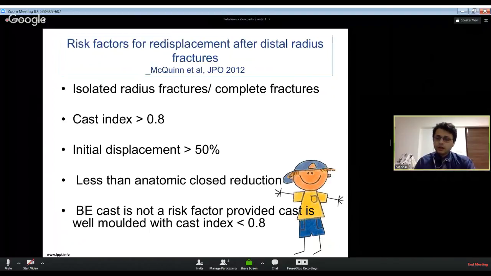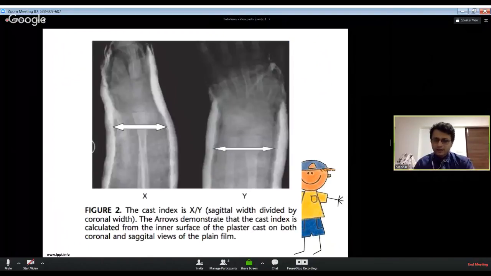We always feel that an above elbow cast is more secure as compared to a below elbow cast, but literature doesn't say so. They say that there is an equal risk of displacement if you compare below elbow to above elbow cast. What exactly is this cast index? Well, the cast index is the inner diameter of the cast in the lateral view upon the inner diameter of the cast on the AP view at the level of the fracture. What does that mean?